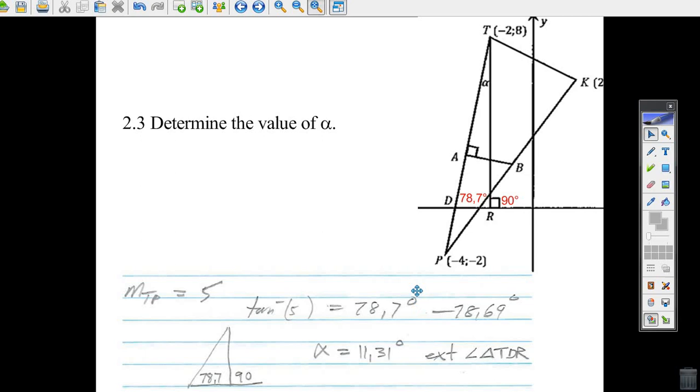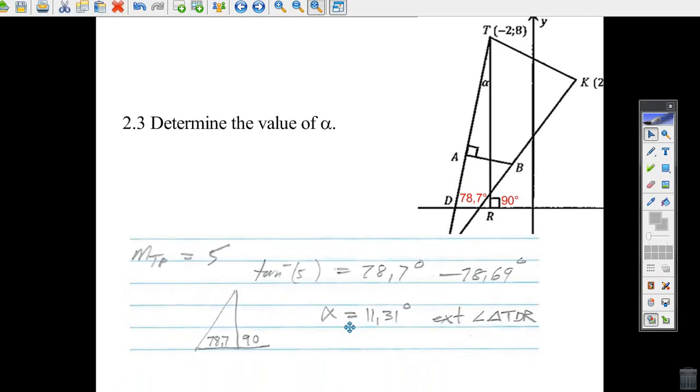So we know the gradient of TP is 5. All you do is go shift 10 of 5 and you get what's called the angle of inclination, bending up this way. That's this angle right here, angle TDR at the bottom of the triangle. Your calculator says it's 78.7 degrees, or 78.69 degrees.